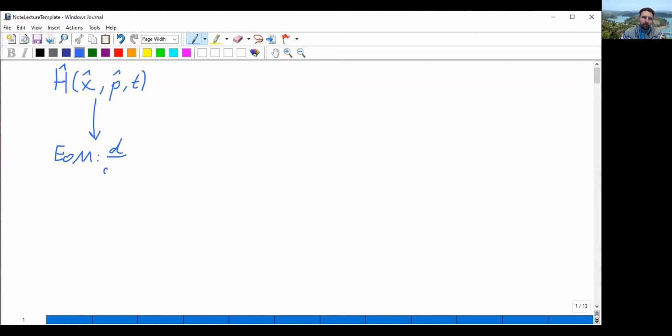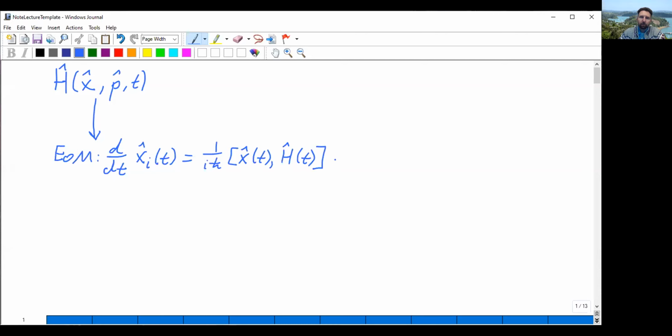d by dt of x hat. Okay, now I write out the index. x hat i of t equal to 1 over i h bar, commutator of x hat of t with the Hamiltonian. And the Hamiltonian does depend on the x and the p's, but it is usual that we don't spell out that dependence in the Hamiltonian because it's understood that it's of course there.